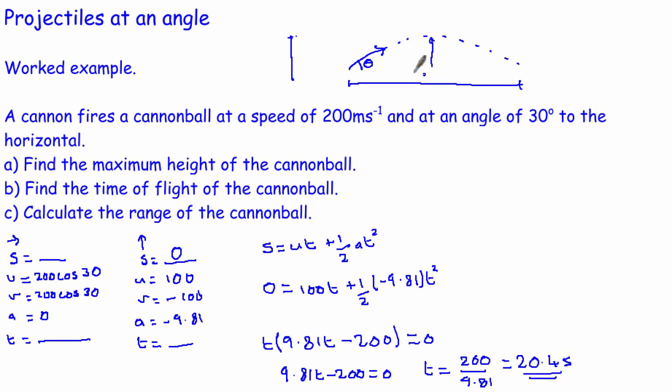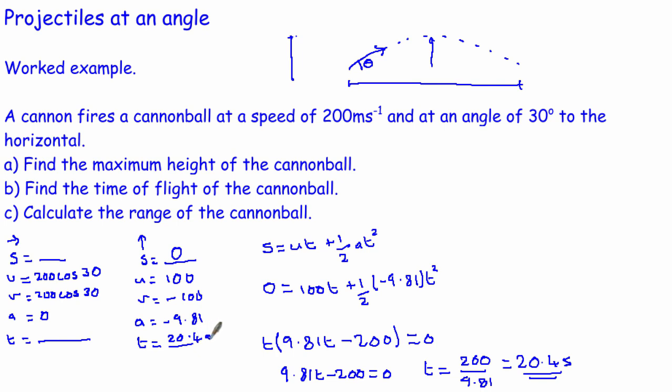So this thing is in the air for 20.4 seconds. We shoot it, it gets shot out of our cannon, and 20.4 seconds later, it lands on the ground a certain distance away over here. So the vertical motion is in the air for 20.4 seconds, so I can fill this in here, 20.4 seconds.